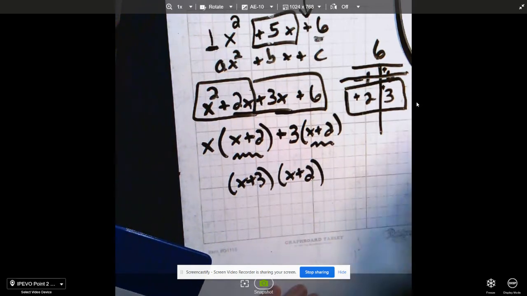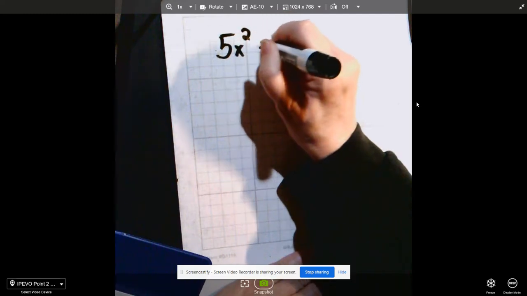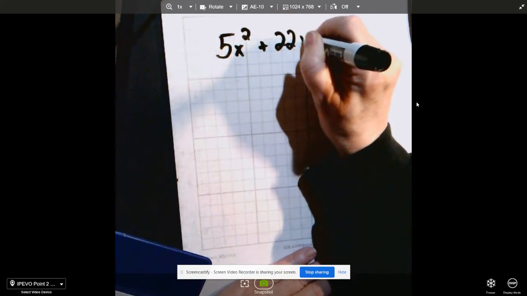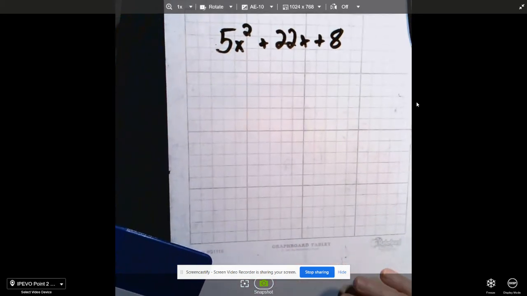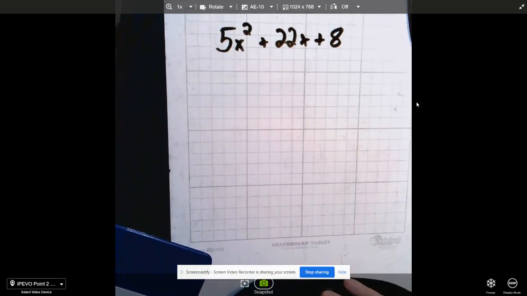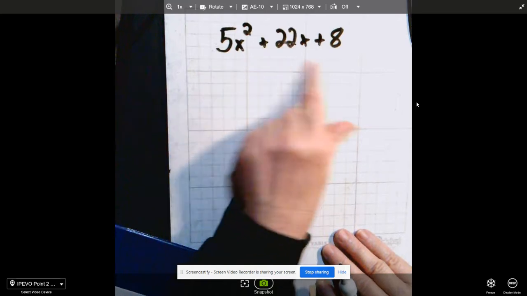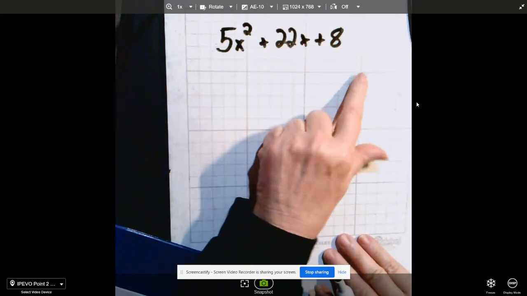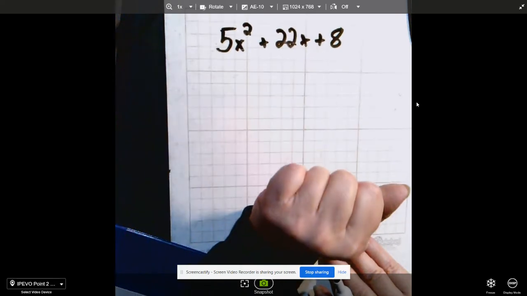Let's try another one. Let's try one that's a little bit more complicated: 5x squared plus 22x plus 8. Now, as always, you should ask yourself, is there a greatest common factor that I can take out? Because if you can, then you should always do that first. But again, when I have 5, 22, and 8, there's no greatest common factor between those numbers, and this doesn't have an x, so I can't take out an x. So that's all I can do.